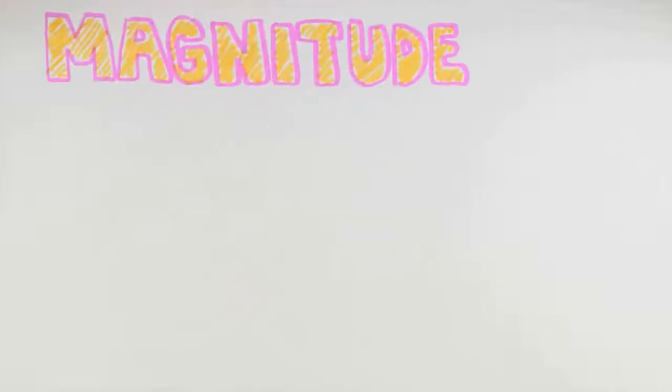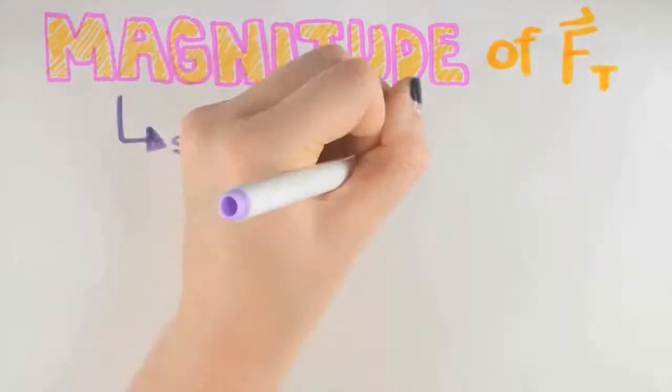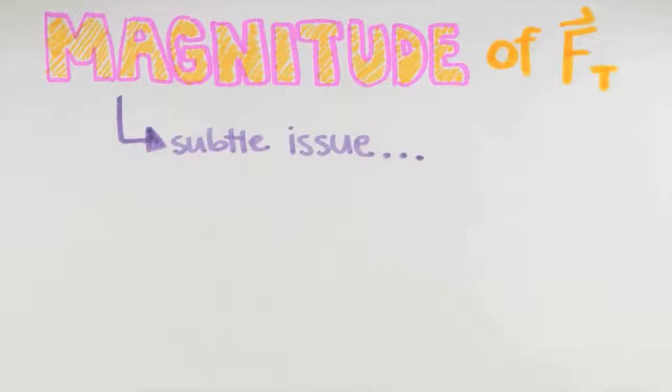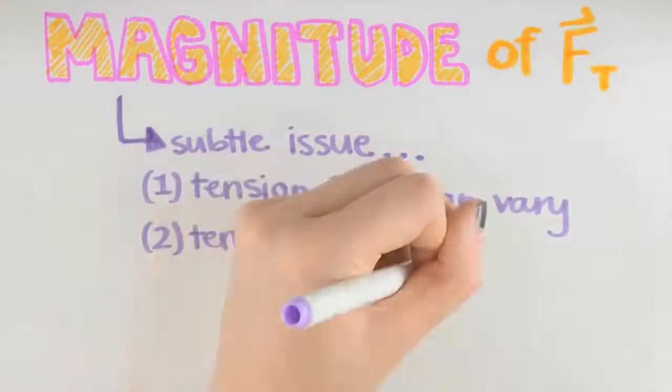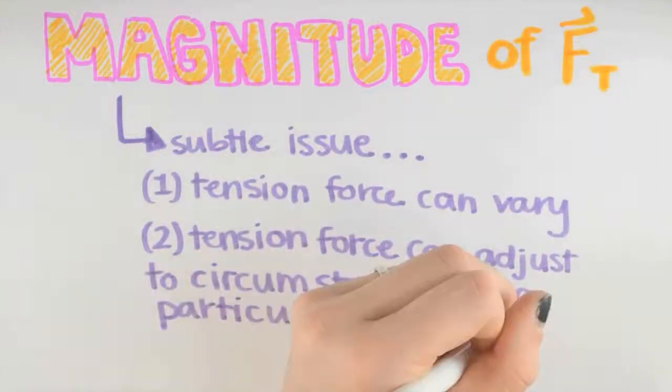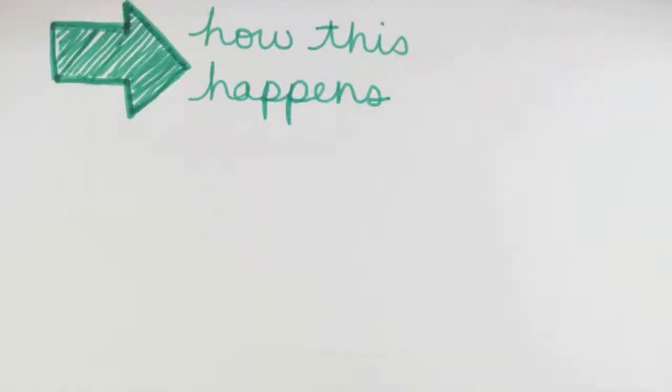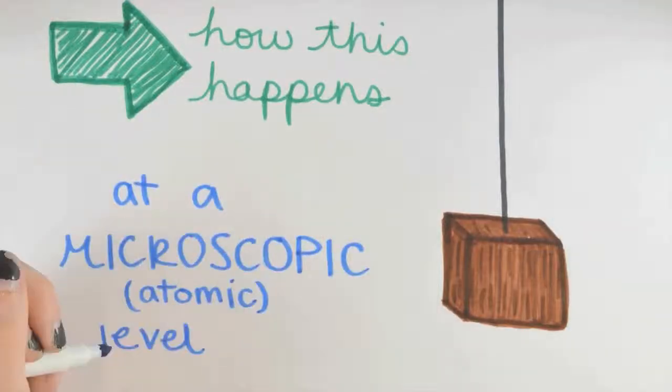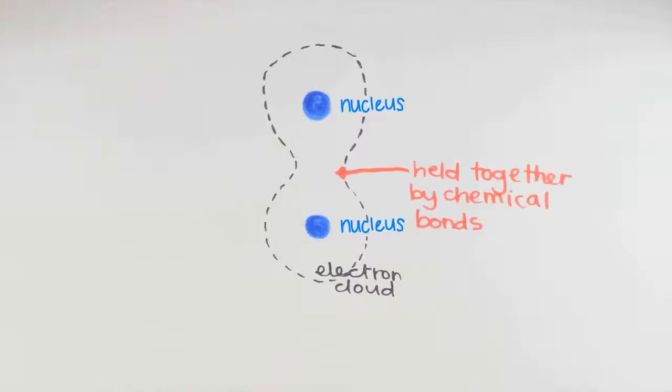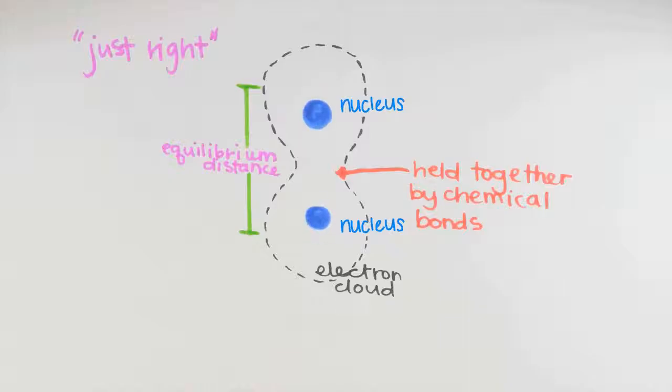Now let's discuss the magnitude of the tension force. This is a subtle issue where there is no single answer because the tension force can vary, can adjust to fit the circumstances of the particular situation we're examining. To understand how this happens, let's start with a mental picture of the wire at a microscopic, at an atomic level. At this level, the wire is held together by bonds, chemical bonds between atoms. Typically, the nature of the bonds are such that the atoms in the wire are at a just right distance, not too close and not too far from neighboring atoms. This distance is called the equilibrium distance.